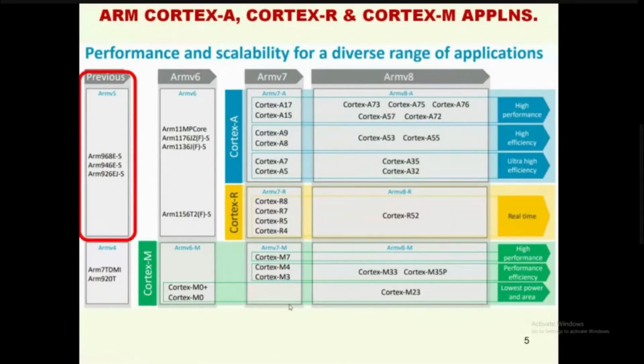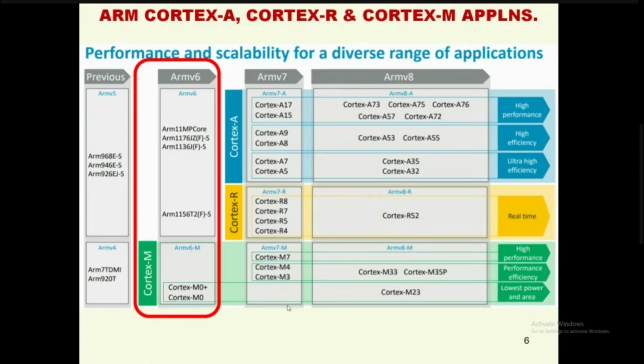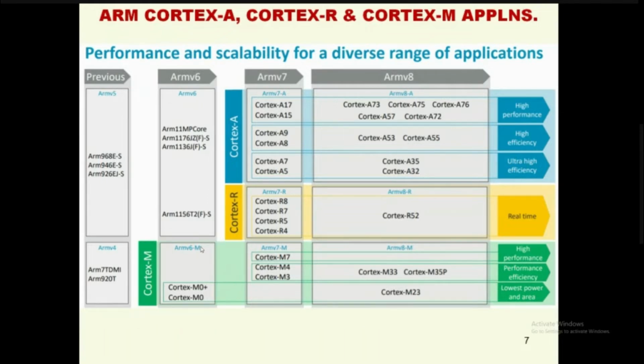Then comes ARM version 5, where you can see the ARM9 core uses the ARM version 5 instruction set architecture. Cortex-M series as well as the ARM11 series of microprocessors use version 6. As you see here, ARMv8 is available in Cortex-A, Cortex-R and Cortex-M. ARMv7 is available in Cortex-A, Cortex-R and Cortex-M, and ARMv6 is available in ARM11 as well as in Cortex-M0 and M0 plus.